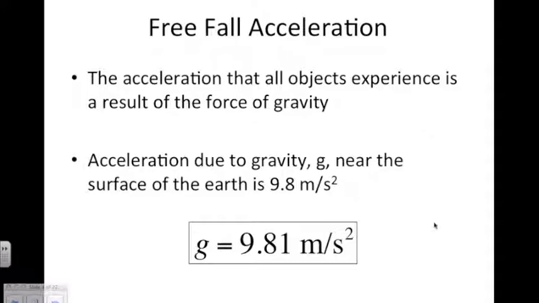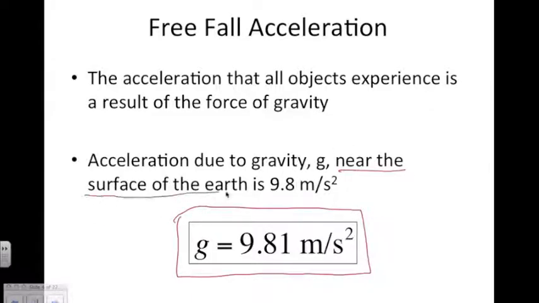Again, all objects experience this. There is no object that is immune to gravity or is pulled by gravity less. All objects, regardless of size, shape, or mass, are going to be pulled at 9.81 meters per second squared. Again, the key phrase here is near the surface of the Earth.